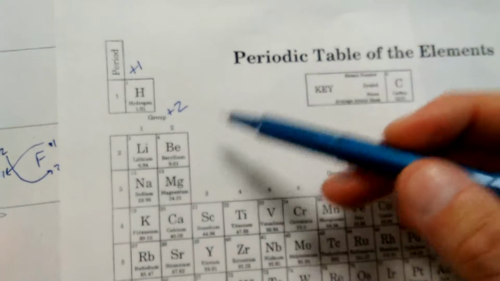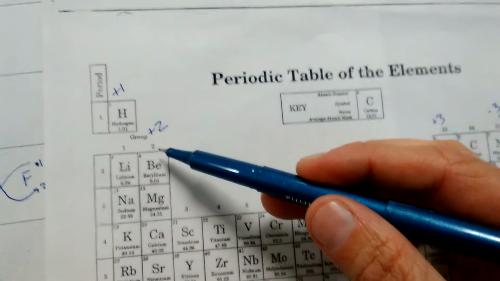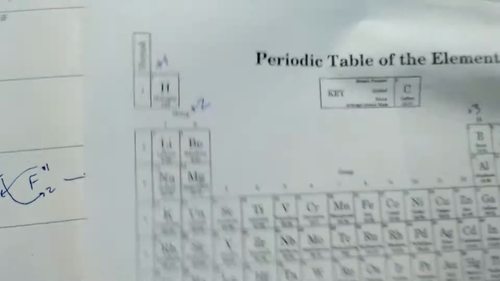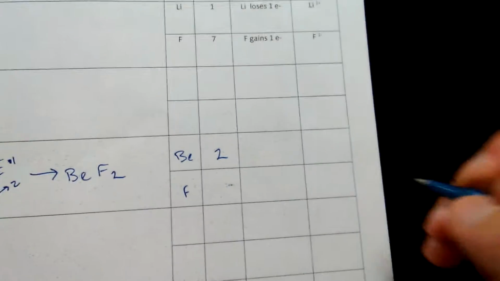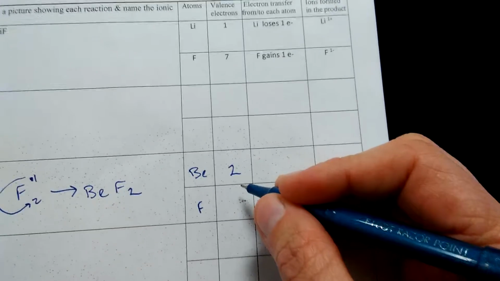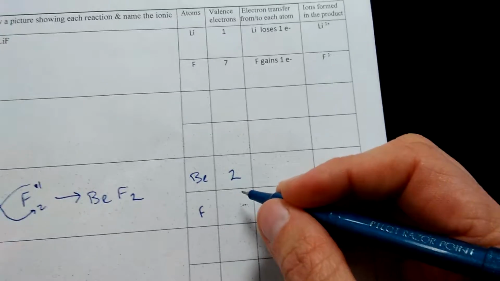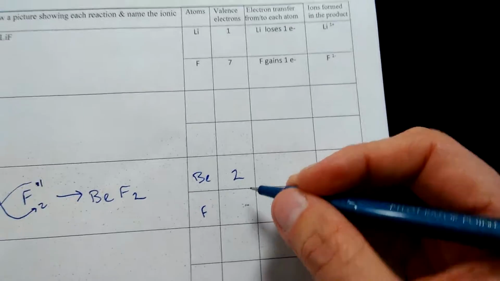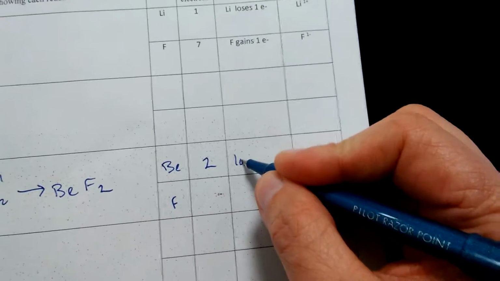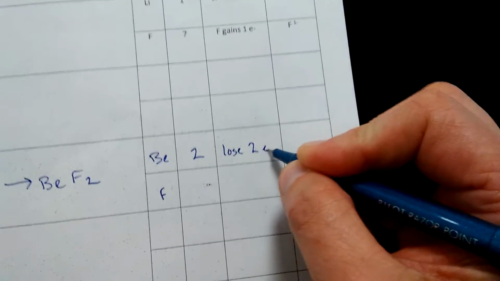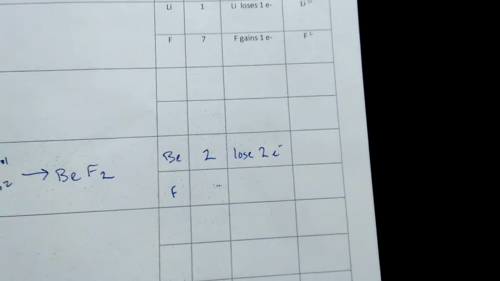So we start off with beryllium, Be. Group 1, group 2. So it has 2 valence electrons. It's a metal. We know it's a metal because it's to the left of the metalloids. We know it's a metal because it has 1, 2, or 3 valence electrons. Metals will lose all their valence electrons in order to become stable.